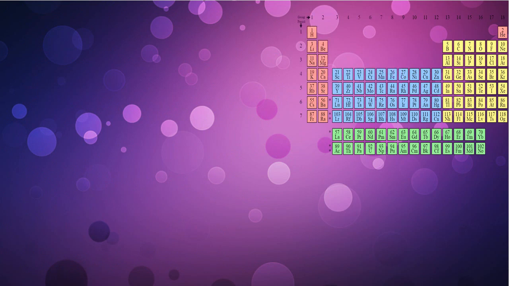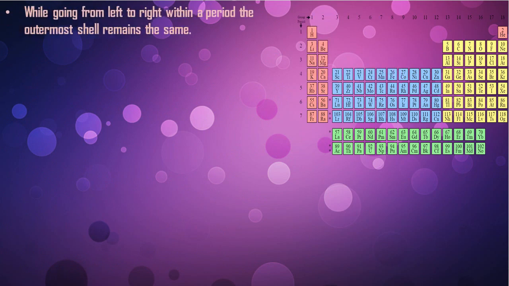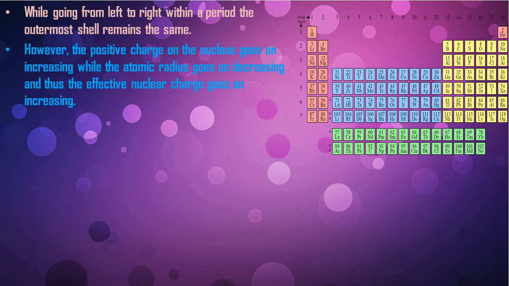Alright, so student, when going from left to right within a period, the outermost shell remains the same, and the electrons are added one by one in the same shell. However, the positive charge on the nucleus goes on increasing while the atomic radius goes on decreasing. Why is the atomic radius decreasing here? Because the shell is the same and the valence electrons are added in the same shell while moving from left to right. So the atomic radius decreases and thus the effective nuclear charge goes on increasing.